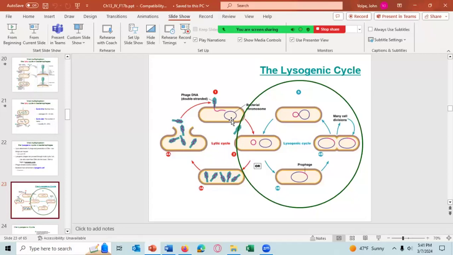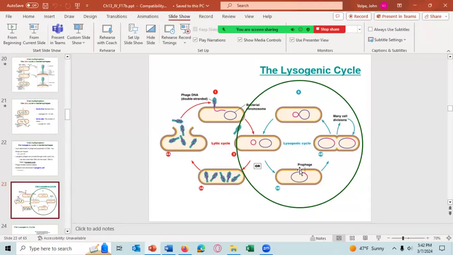If it enters the lysogenic life cycle, the DNA of the virus actually integrates into the host chromosome. This we call a prophage, where the viral genome is a part of the host cell's DNA, the host cell's chromosome. And then as long as that continues, where the repressor gene shuts down the lytic life cycle, the lysogenic life cycle will continue.